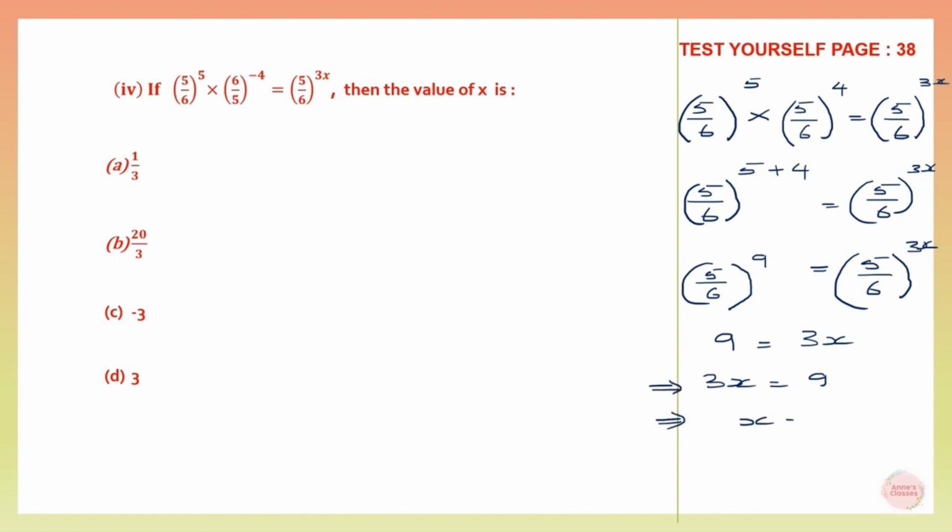x is equal to 9 divided by 3. Why division? Because here it is multiplication. So here 3 3's are 9. That means we have found the value of x. x is equal to 3. Now let's look at our options here. And the option D is 3, and that is our answer.